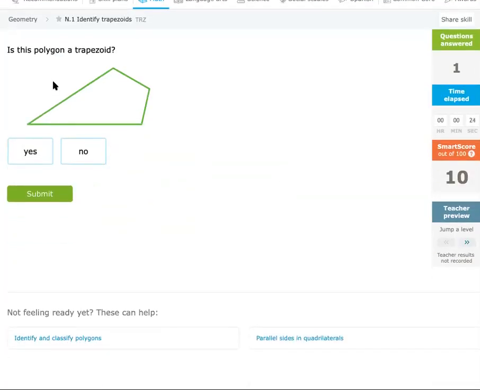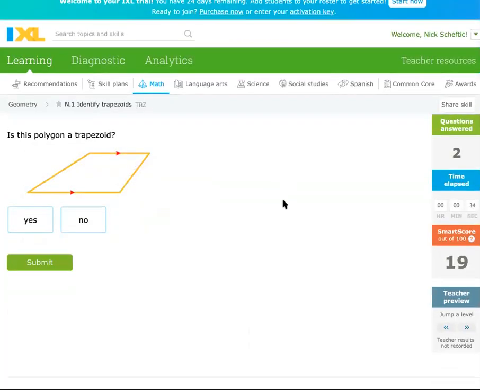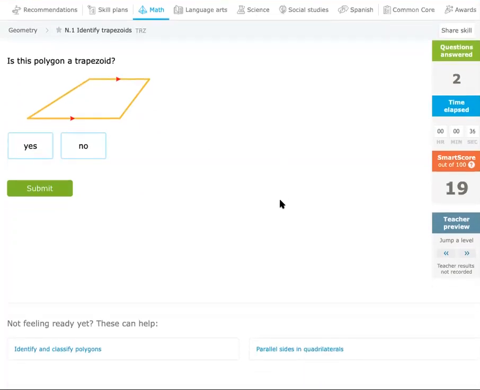Is this polygon a trapezoid? I don't see any markings on this, and there are four sides. Yes, it fulfills that, but there are no parallel congruent sides. So this one is going to be a no. Is this polygon a trapezoid? This one is going to be yes. There are the two markings on the top and the bottom. Those are parallel.